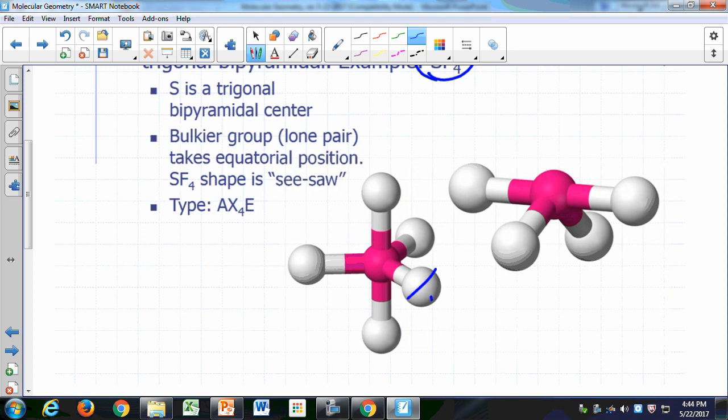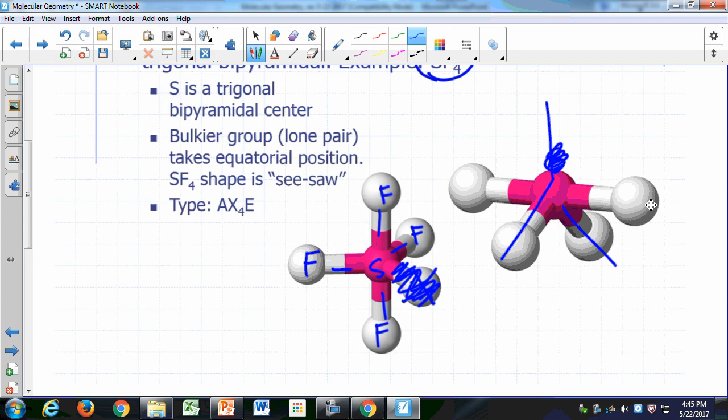So if one of these equatorial positions is taken by a lone pair, okay, so imagine this atom is not there anymore. You only have 4 fluorine atoms, right? And you have your sulfur right there. Okay, there's no atom here. That's just a lone pair. So there's that lone pair right there, the missing atom. Here's your equatorial position. You can see this thing looks like a seesaw.